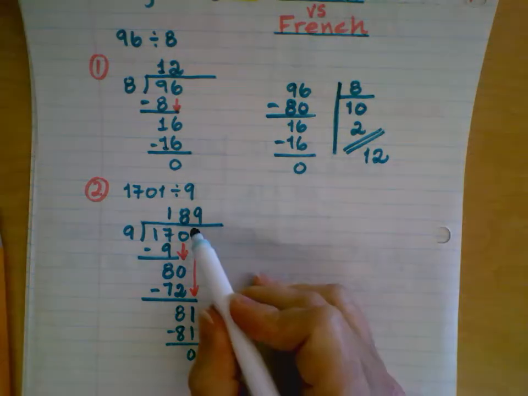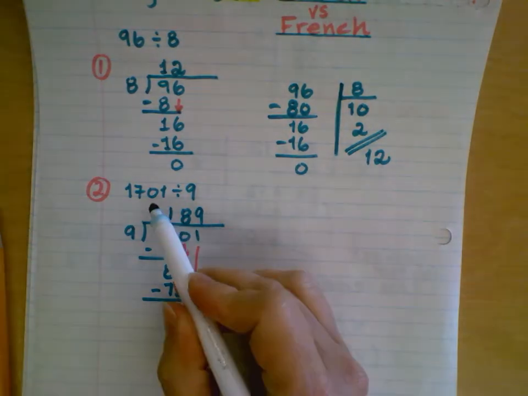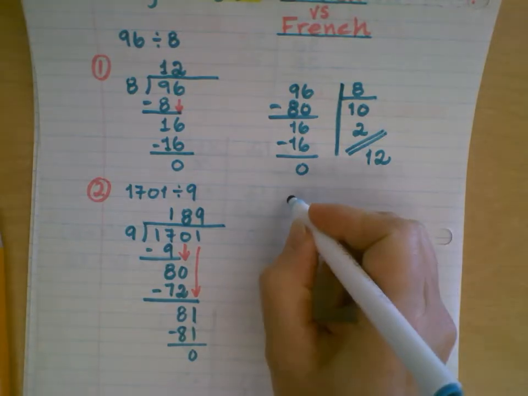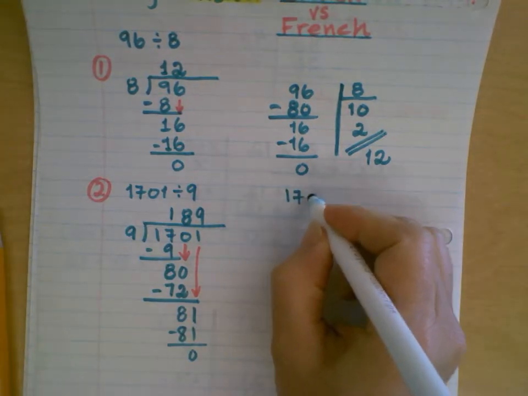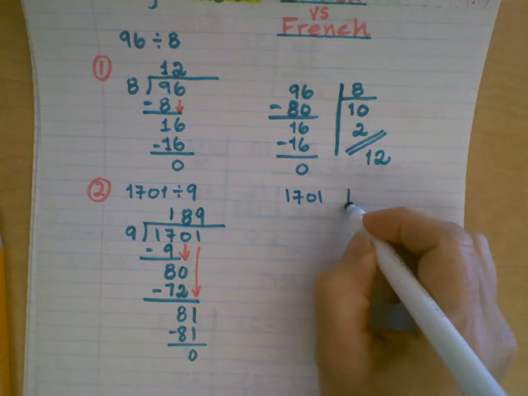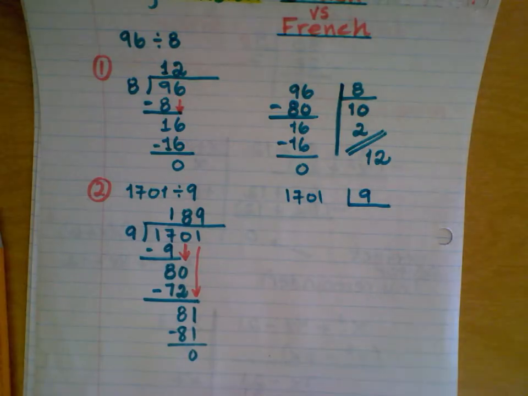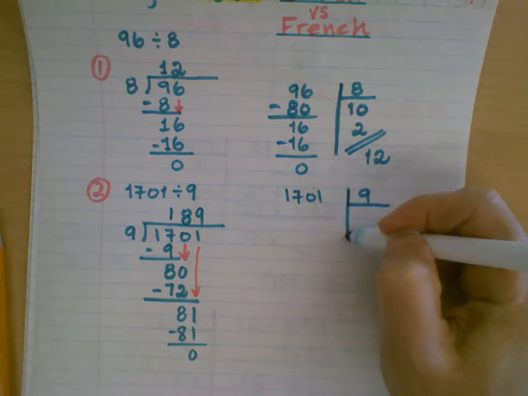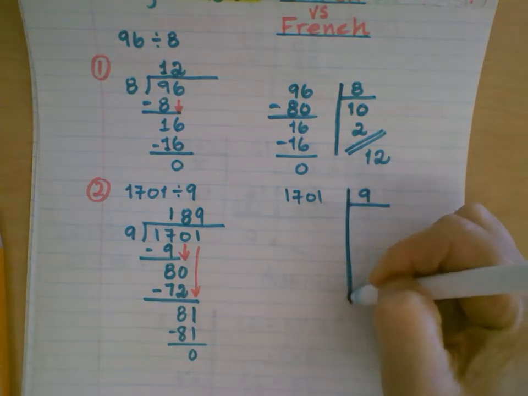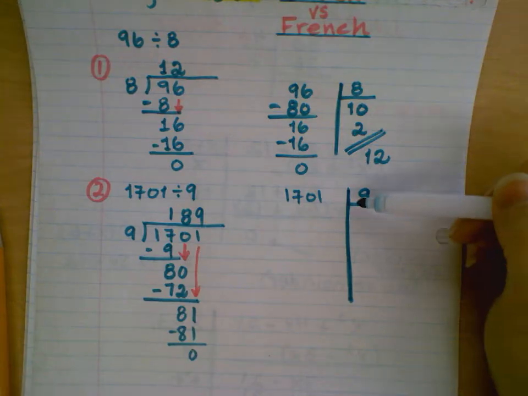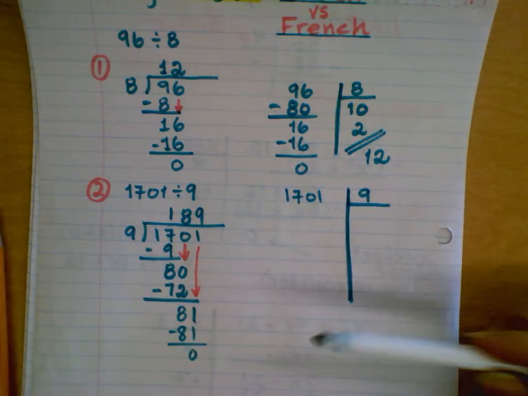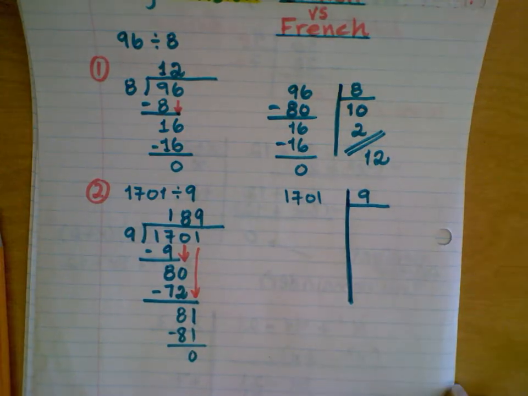Okay, let's do that same problem of 1701 divided by 9 using the French algorithm. So start with 1701, separating out groups of 9. And I don't need to leave extra space at the top of that, because in the French process, you write the question here and then the work builds below that. There is no adding things on the top like in this British system.